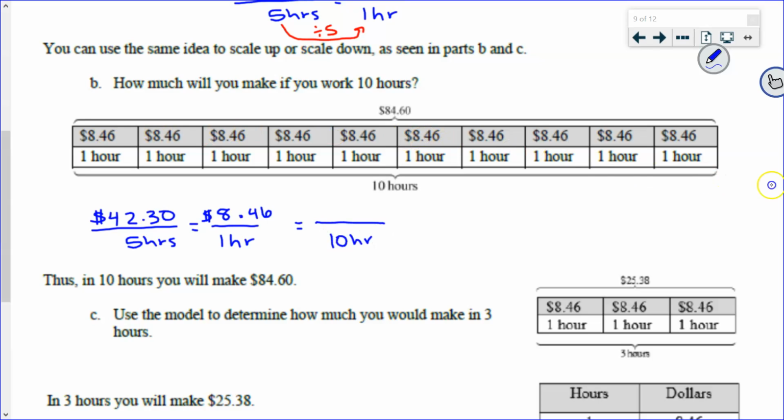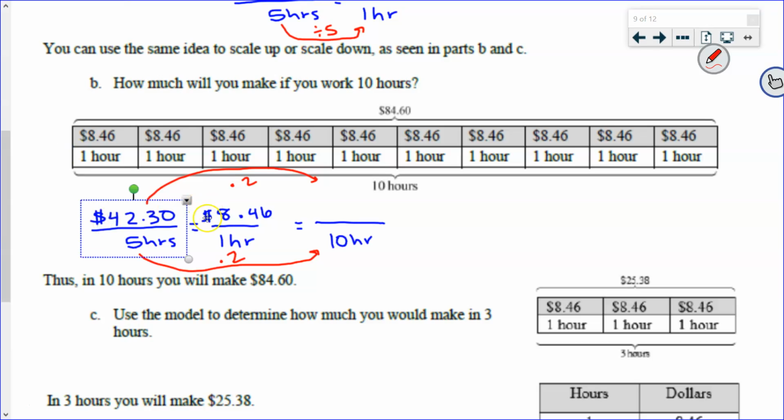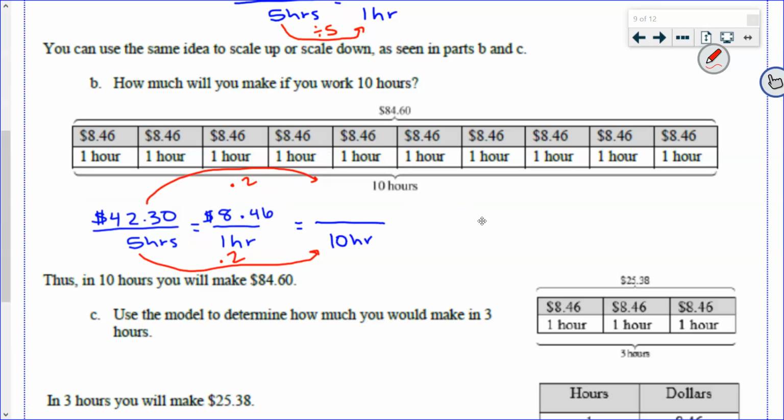So what did they do? Well, they redrew the whole diagram showing 10 hours. What are we going to do? We're just going to change a 5 into a 10. How does a 5 change into a 10? We double it. So we're going to do the same thing here. Double that. And $42.30 doubled. I hope you don't need to type that into your calculators. Do you? Maybe some of you. You get 84.60, right? Yep.